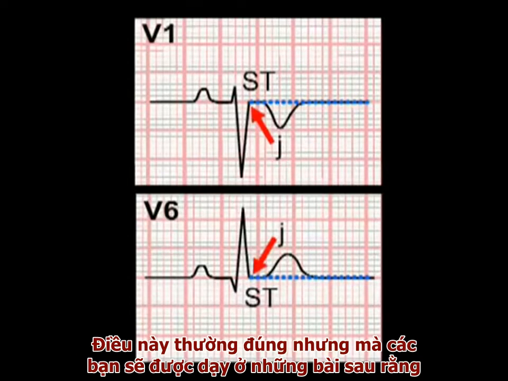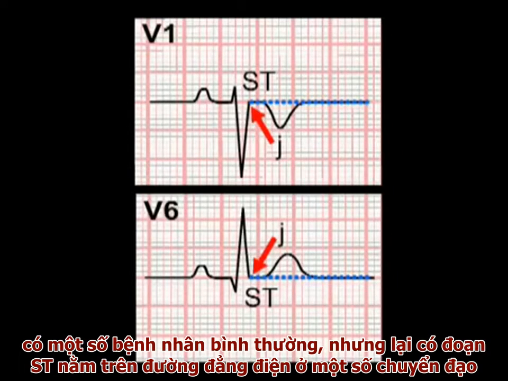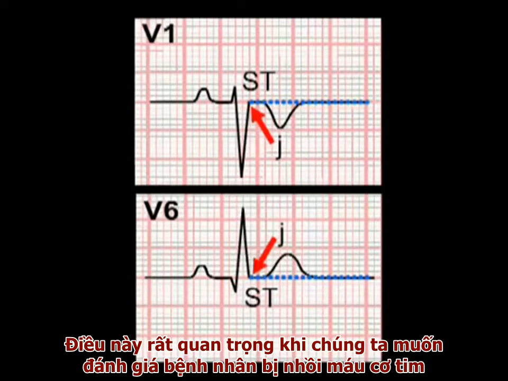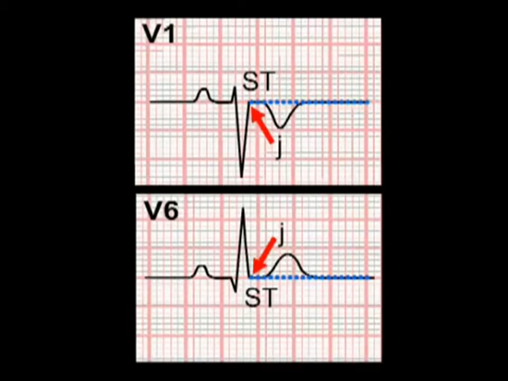This is generally true, but you will learn later in this course that there are normal ECG variants in which the ST segment lies above the isoelectric line. This becomes very important when we go on to try and identify patients with myocardial infarctions, but that's for later.